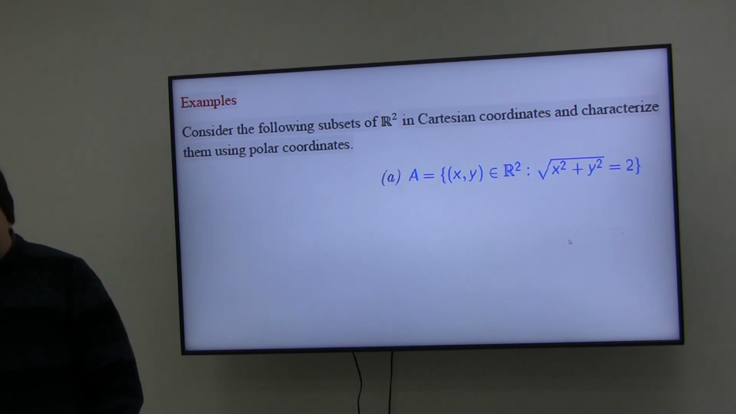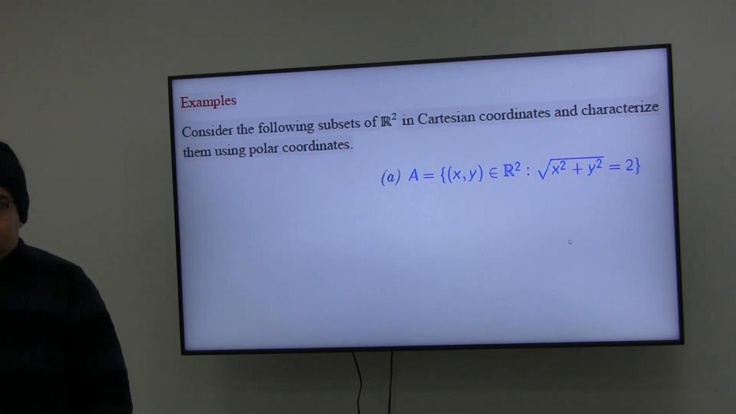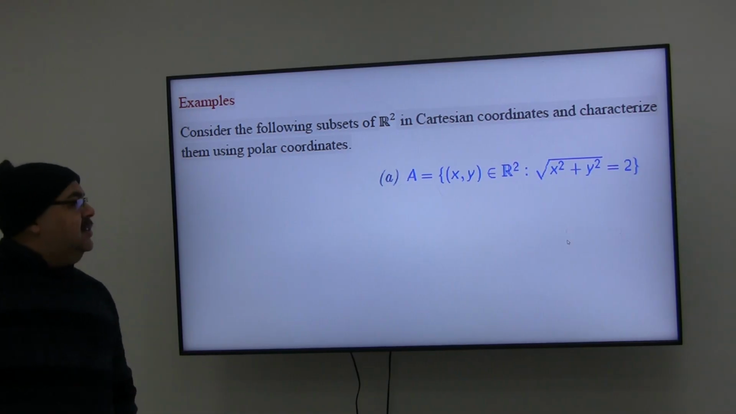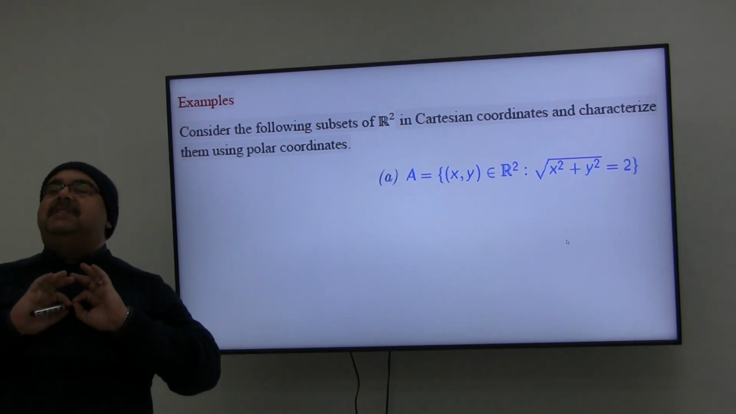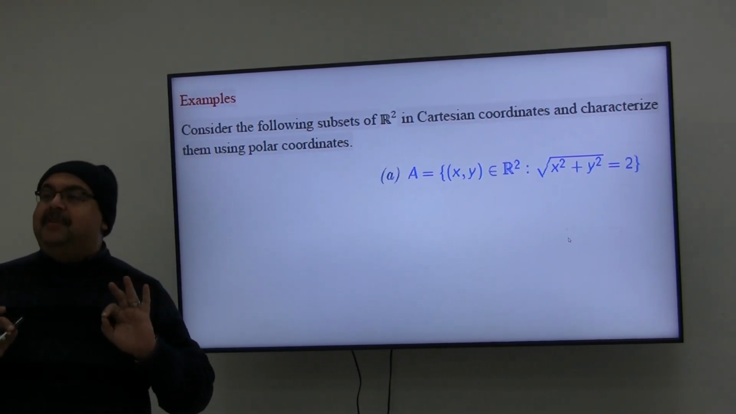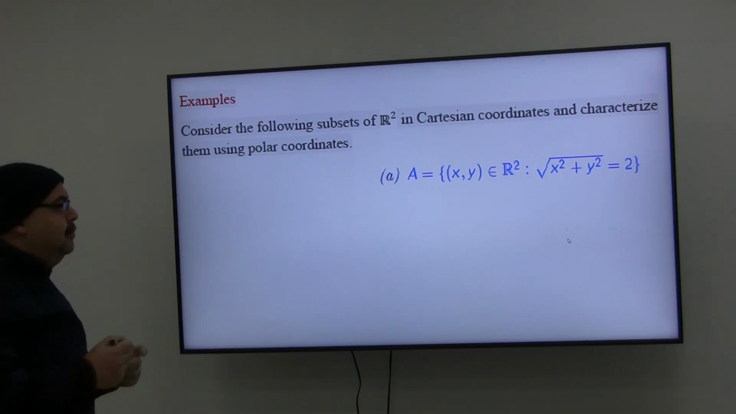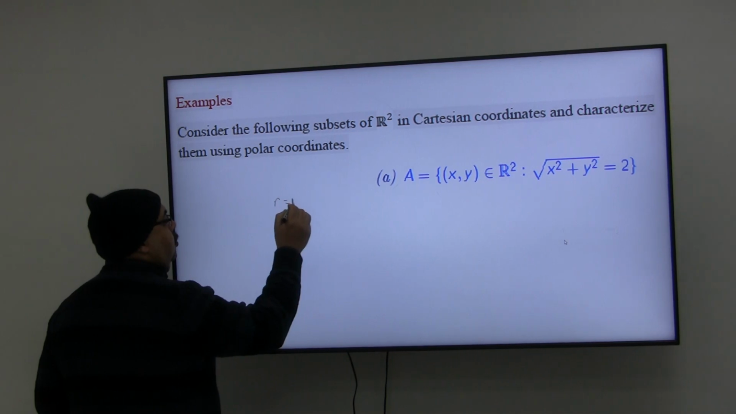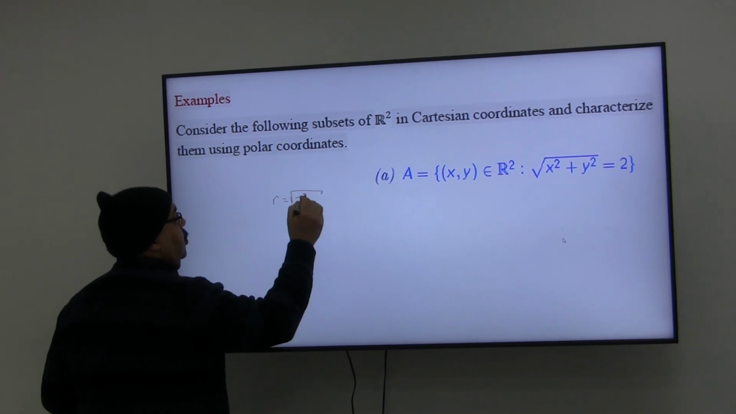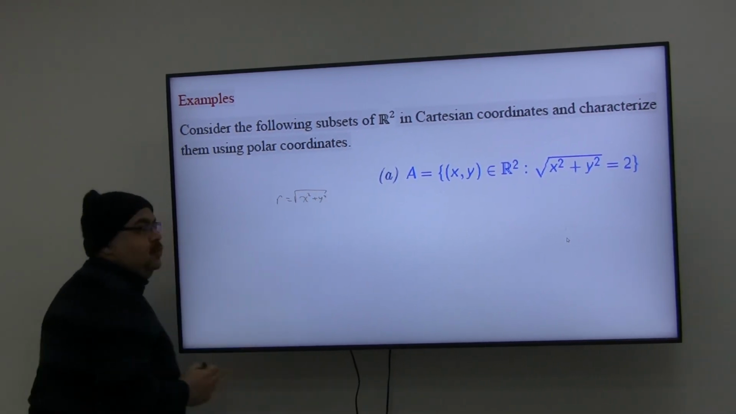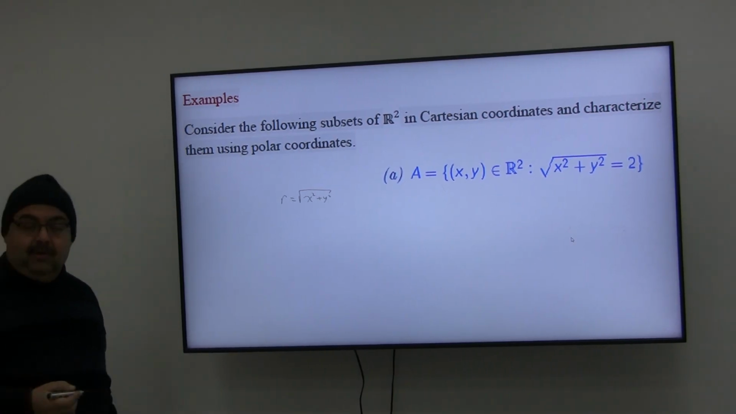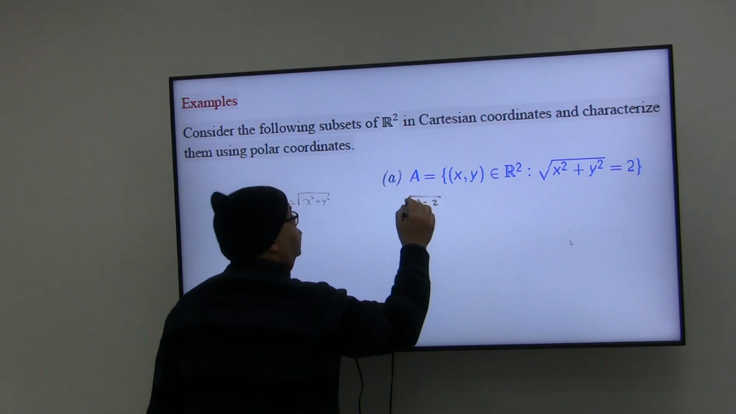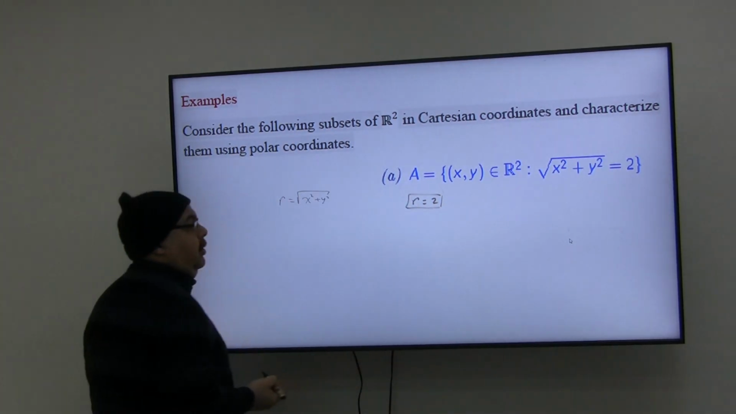This is why we had the previous session covering all of this. Okay, in this case, a circle is the best equation to be represented in polar coordinates. Because simply, if you remark that r in polar coordinates is the square root of x squared plus y squared, so now I know that it is r equal to 2. That's the equation that I'm talking about.